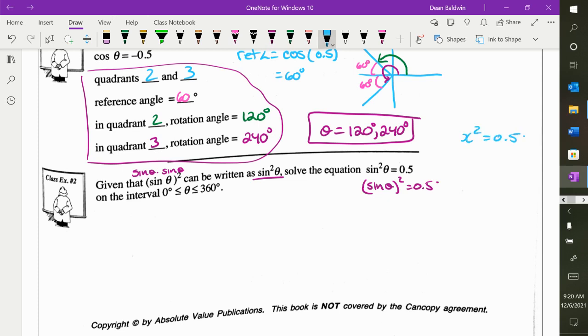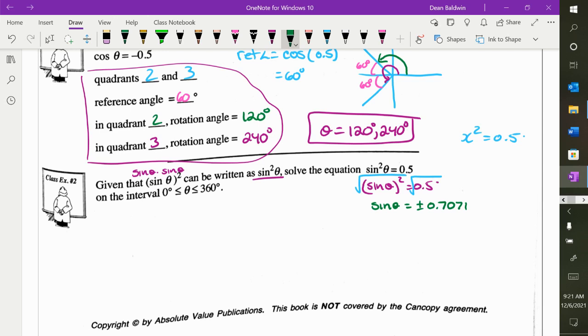Now, if I gave you this as a question, what would you do? You'd square root both sides, right? You do the same thing here. So I'm going to square root both sides. Now, when you square root something, what do you get? Positive and negative. So I get sine theta is equal to, what's the square root of 0.5? Okay, so we'll use the decimal. 0.71, thank you. And it's plus or minus.